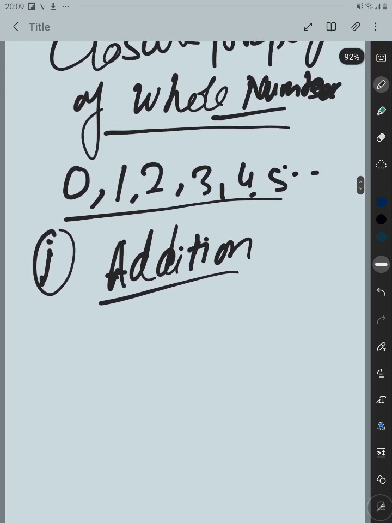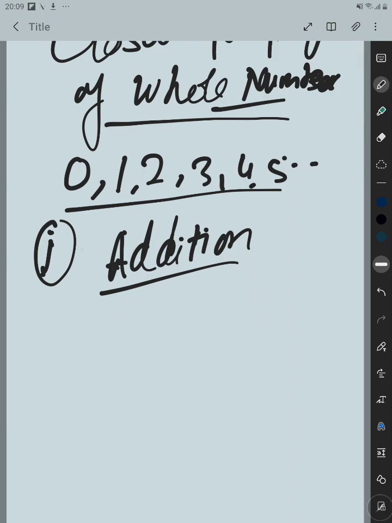How will we understand? If we apply the operation of addition on two whole numbers, and the sum is also a whole number, then it is said to be a closed property. Any operation you perform on whole numbers, if it gives a whole number itself, then that property is said to be a closure property of whole numbers. So for addition we will test whether it is closed or not.